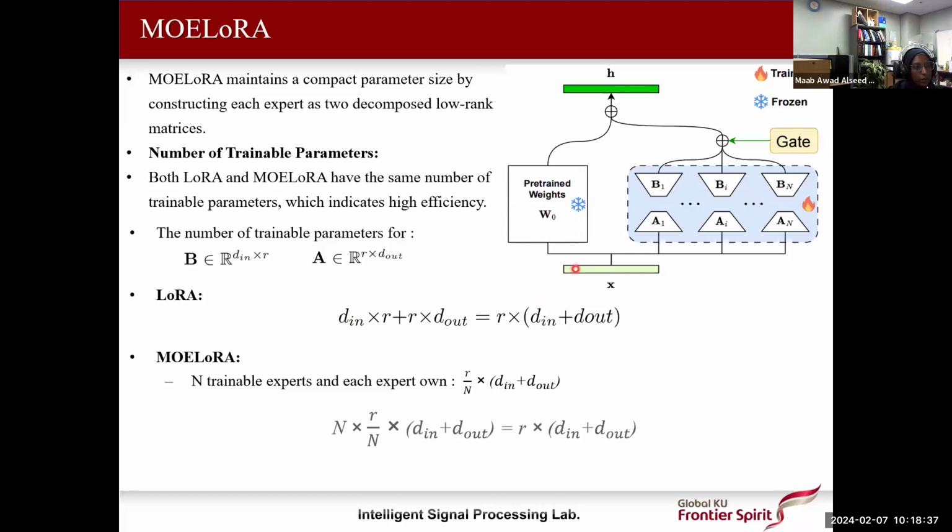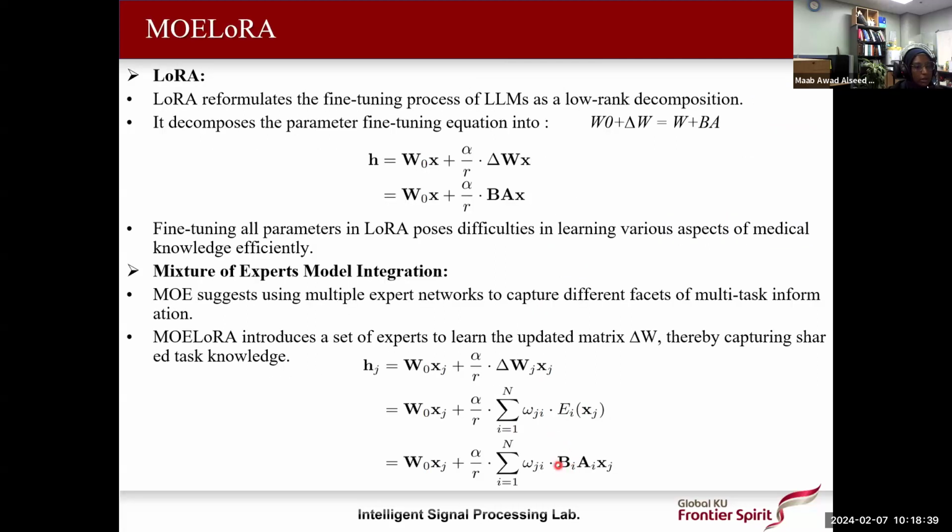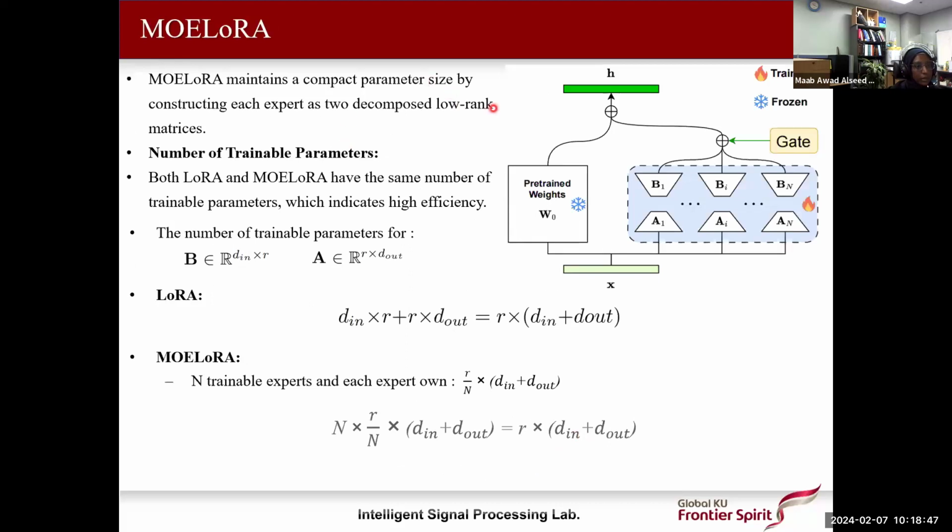Even if we define two low rank matrices for each expert, the number of parameters will still be the same. How? Because for each expert, the number of its parameters will be R, the rank over the number of experts, multiplied by the dimension of the input and the output.